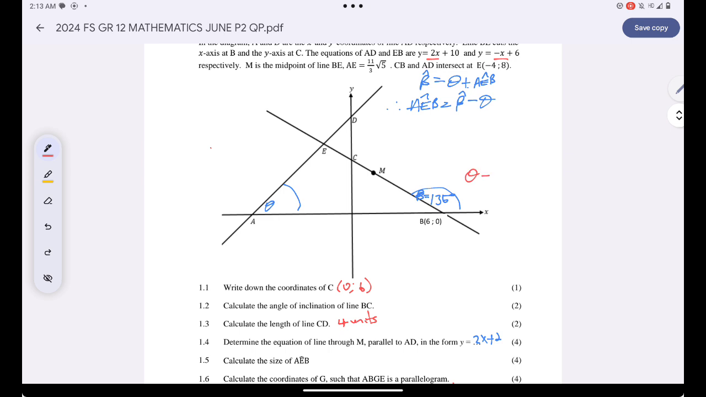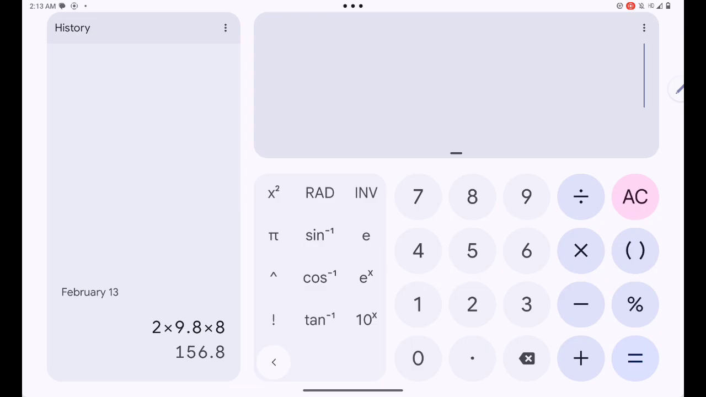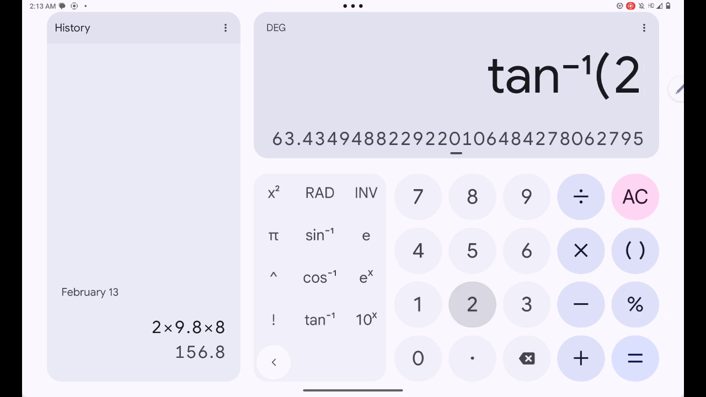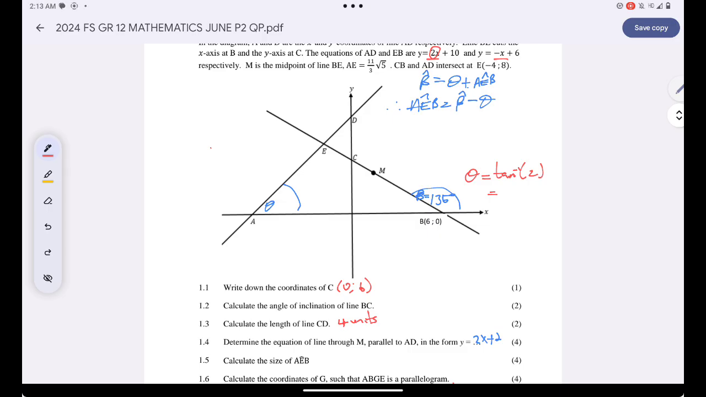We can find theta by saying inverse of tan 2. Why am I saying tan 2? Because 2 is our gradient there, right? What is the inverse of tan 2? Inverse of tan 2, it's 63.43. Okay, we have 63.43 degrees.